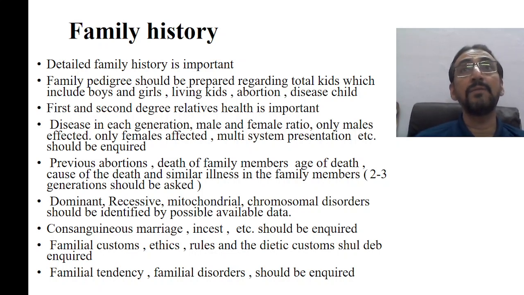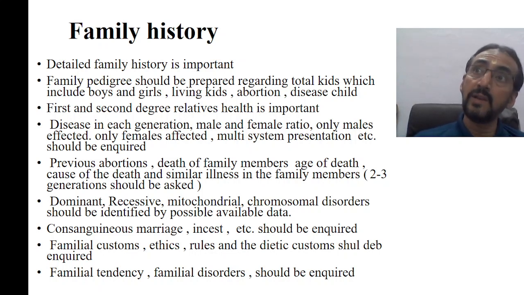Then again comes the male and female ratio, that is also important. Mostly in autosomal disorders, dominant or recessive, the male and female ratio will always be equal. Okay, the male and female ratio will change in the X-linked recessive and X-linked dominant disorders because of the XX and XY chromosomes. So you have to see whether only males are affected throughout the family tree, or whether only females are affected. Okay, or whether a multi-system presentation is there, etc.